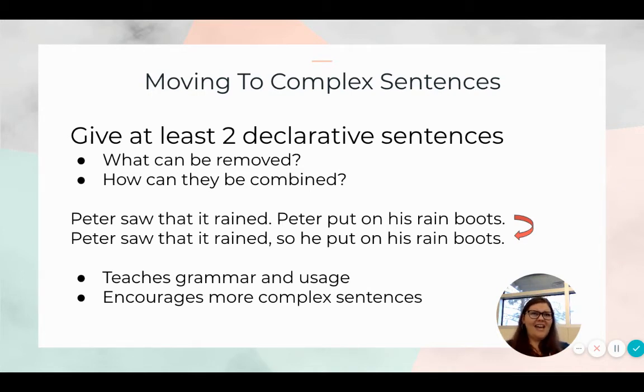Should this take all day? No, absolutely not. But by taking a few minutes to work on this, you can see some huge improvements in your students' writing. And they'll see that if this is something important enough to you for you to take time to teach them about, then it's something important enough for them to use.